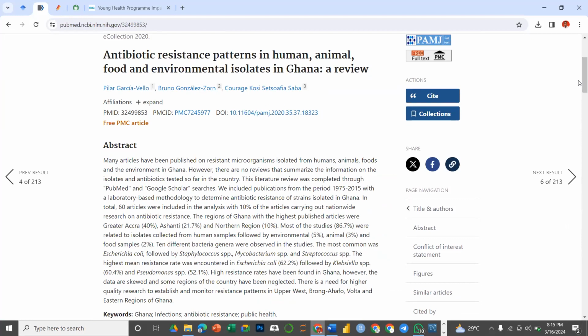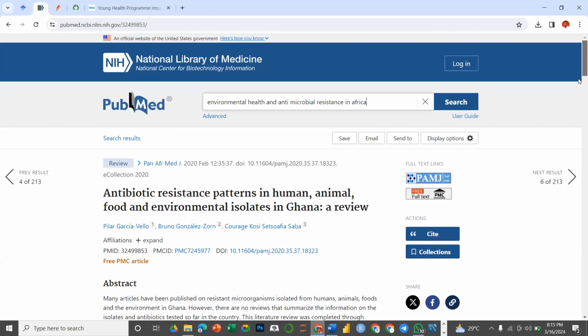Can you see what they even did in this particular research is also a review on antibiotic resistant patterns in human, animal, food, and environmental isolates. So this is basically an environmental health review on antibiotic resistance. That's what they did in Ghana. Let me check the year of the review. It was done in 2020.